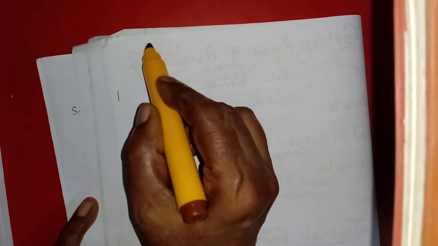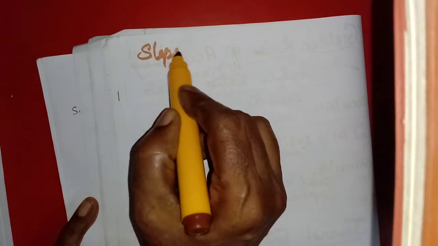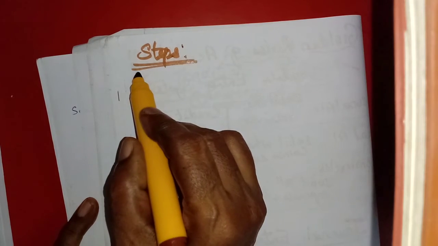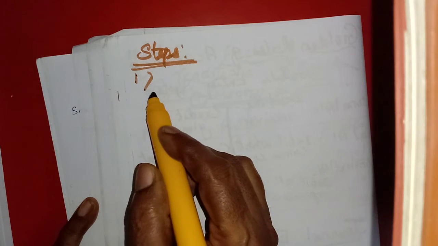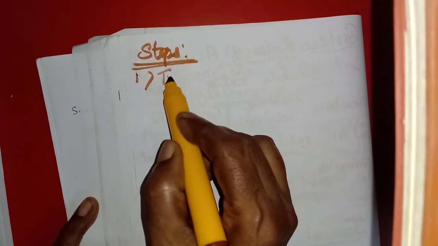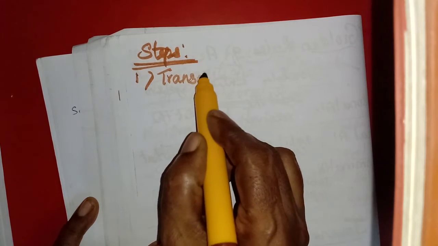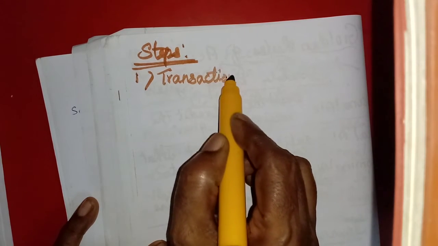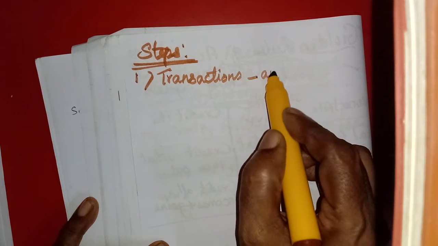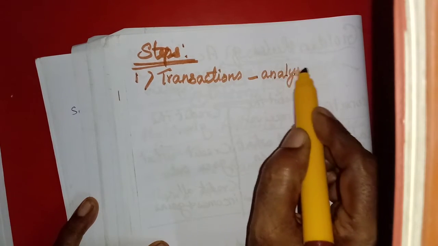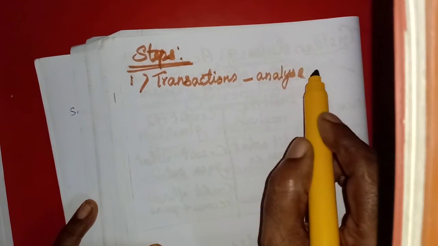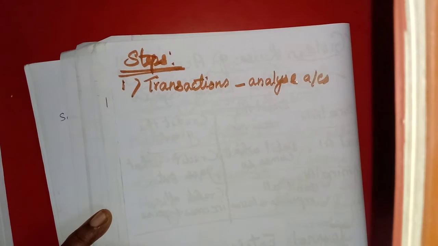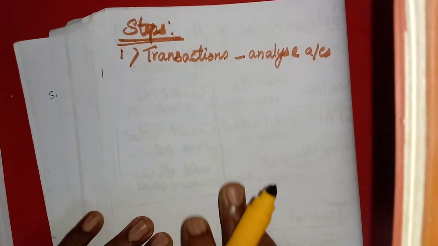Okay, steps in journalizing. What is the first step? They will give the transaction, isn't it? I told you now the first step: we have to analyze the accounts. Here in the journal, for the transaction we analyzed the accounts. What are the accounts we have analyzed? Two accounts, the cash account and the Raj capital account, isn't it? So that is the first step.